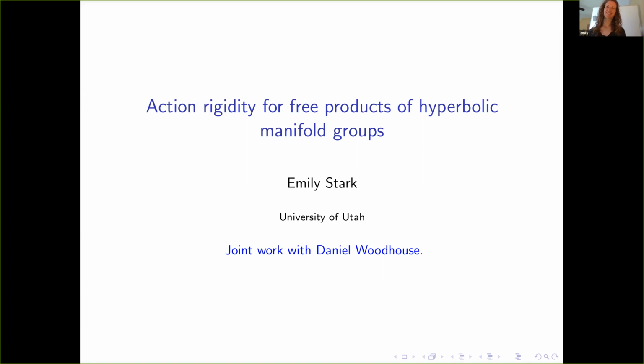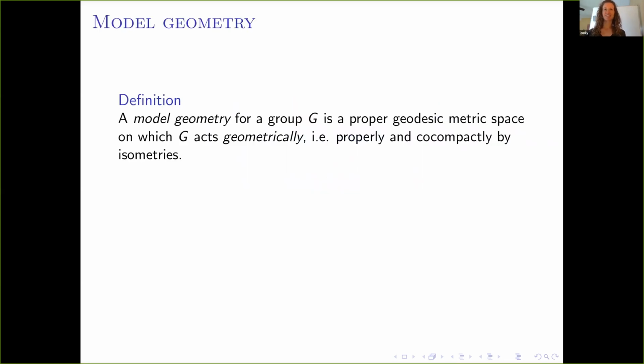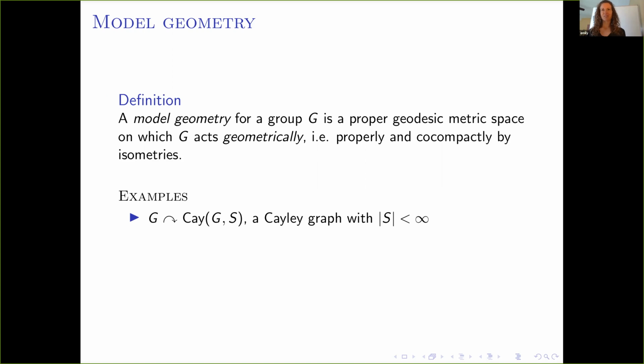So today I'll discuss rigidity that can manifest when two groups act geometrically on the same space. And this is joint work with Daniel Woodhouse. So to start with the definitions, we say that a model geometry for a group G is a proper geodesic metric space on which the group G acts geometrically, meaning properly and co-compactly by isometries. So for example, every finitely generated group admits infinitely many model geometries. The group G acts geometrically on any Cayley graph constructed with respect to a finite generating set.